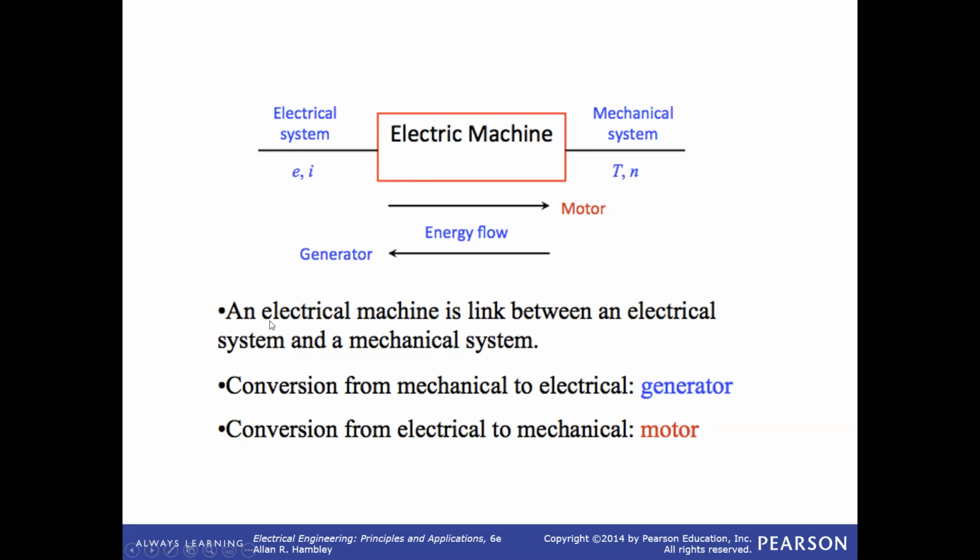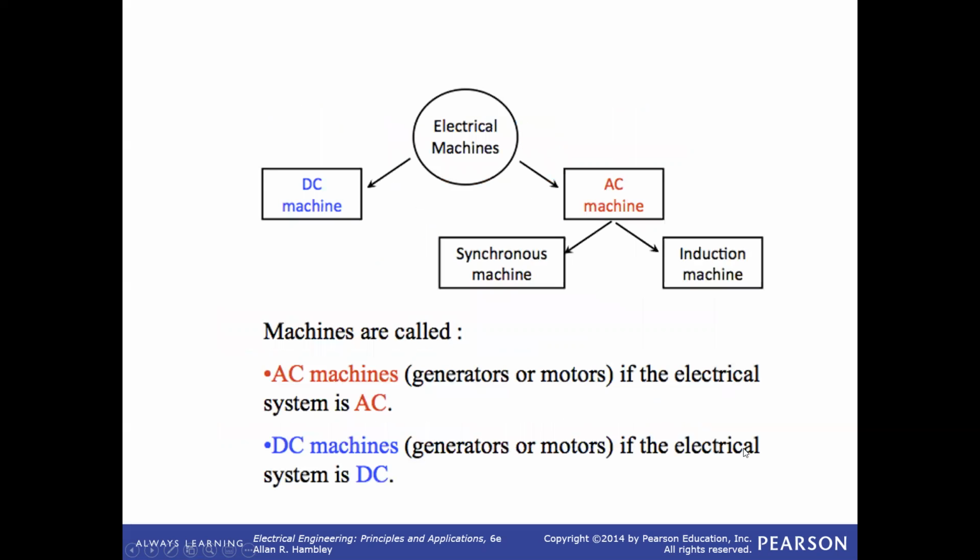In general, an electrical machine is the link between an electrical system and a mechanical system. Conversion from mechanical to electrical we call a generator, while conversion from electrical to mechanical we call a motor. In electrical machines, as mentioned before, we have two types, which are DC machine and AC machine. For AC machine, we will cover it maybe during week 14 and week 15. Under AC machine, we have the synchronous machine and also the induction machine.